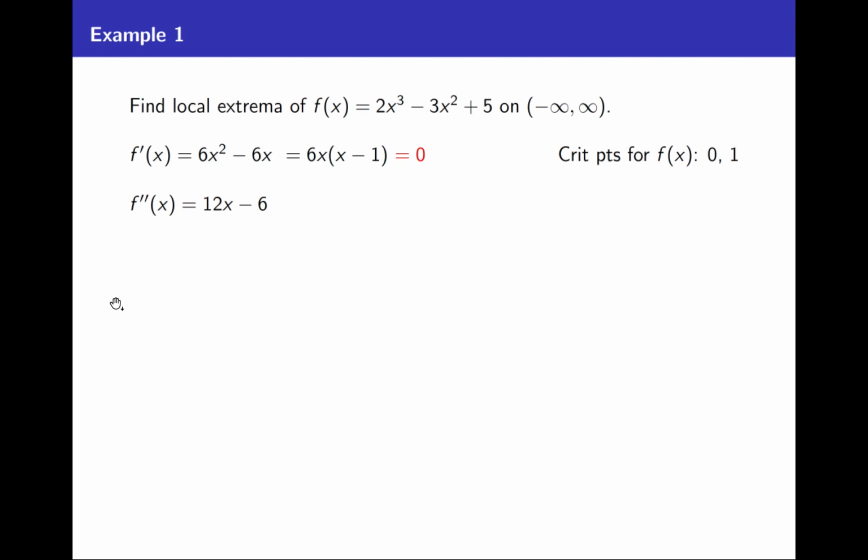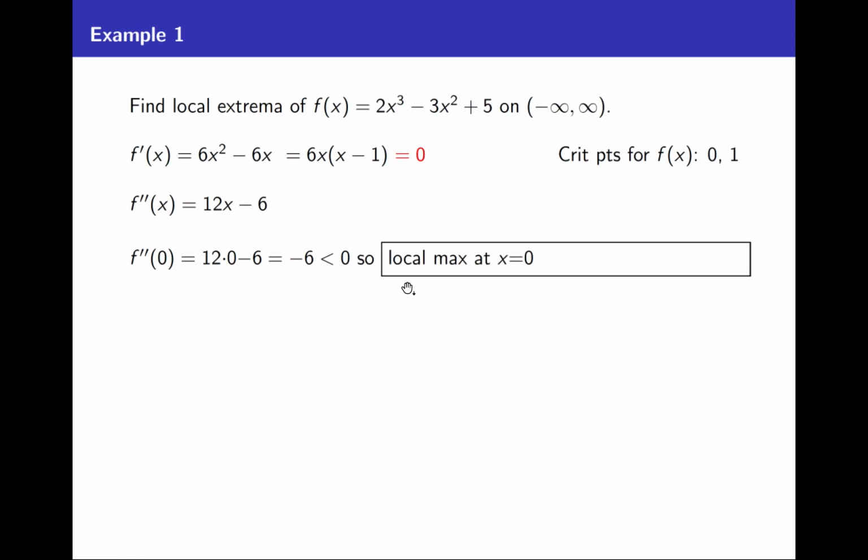So let's take our first critical point, which was 0, and we're going to plug it into f prime prime. F prime prime of 0 is 12 times 0 minus 6, and that's negative 6, which is less than 0. Remember what the second derivative test said? It said if f double prime of your critical point is negative, then you've got a local maximum. So that's our conclusion. A local maximum at x equals 0.